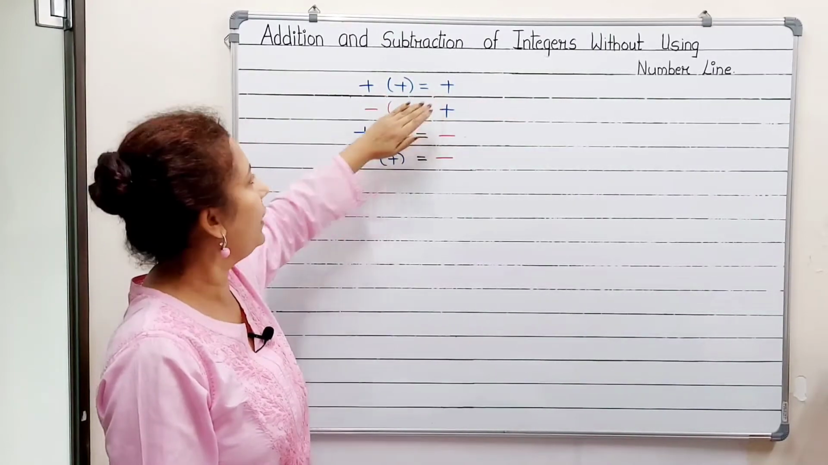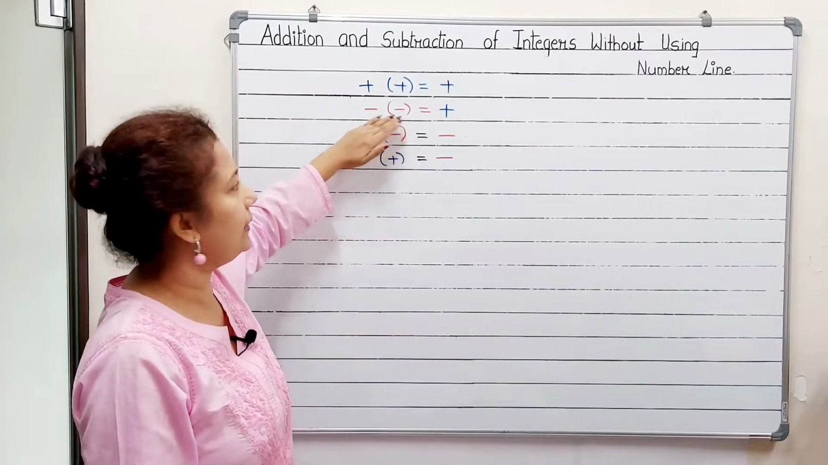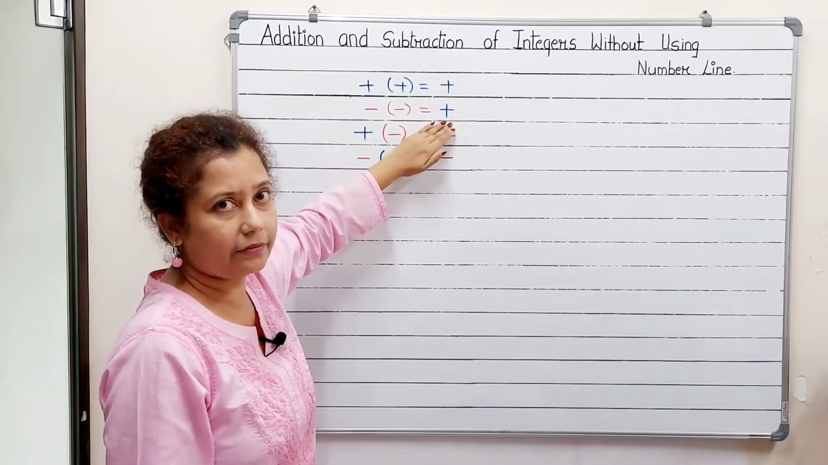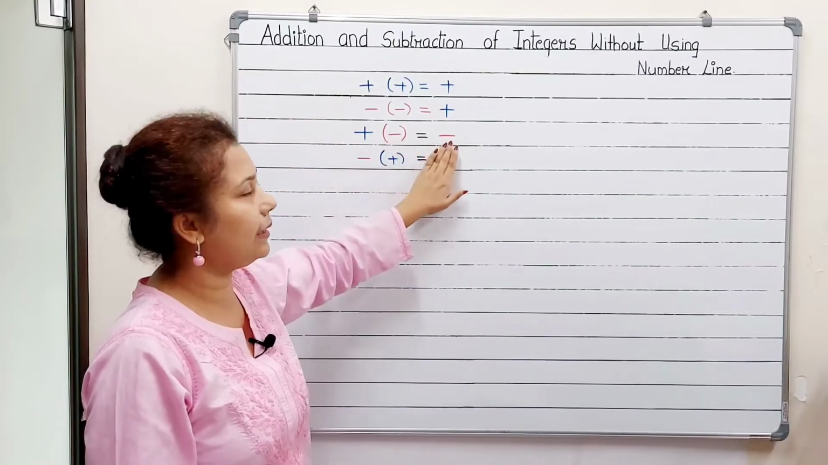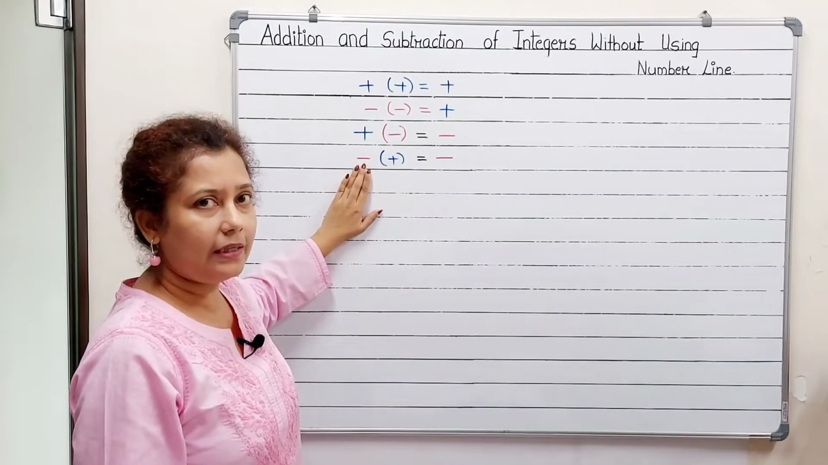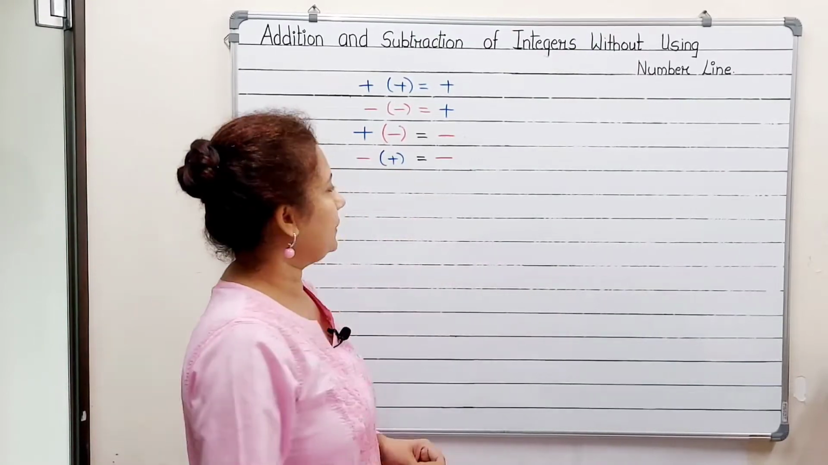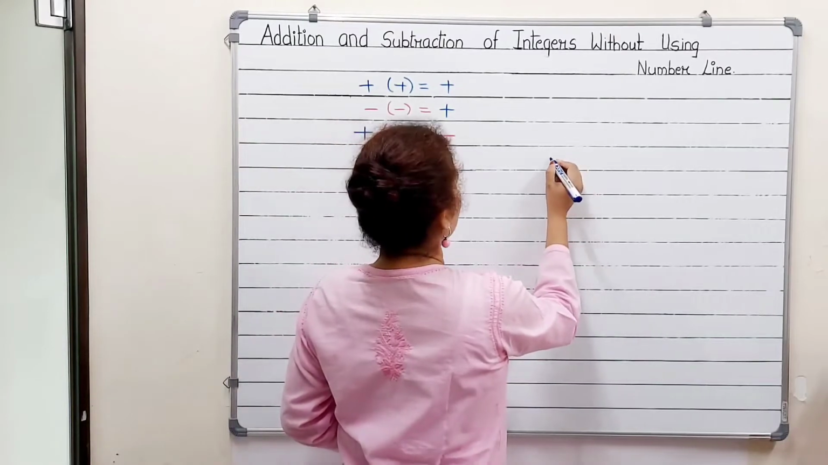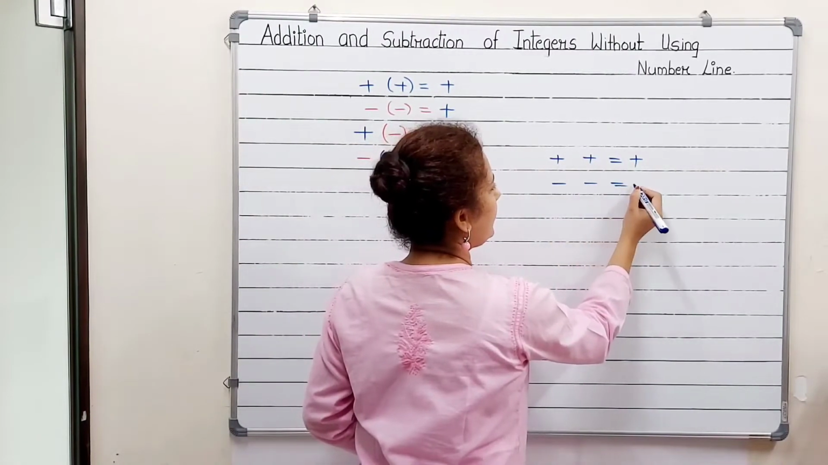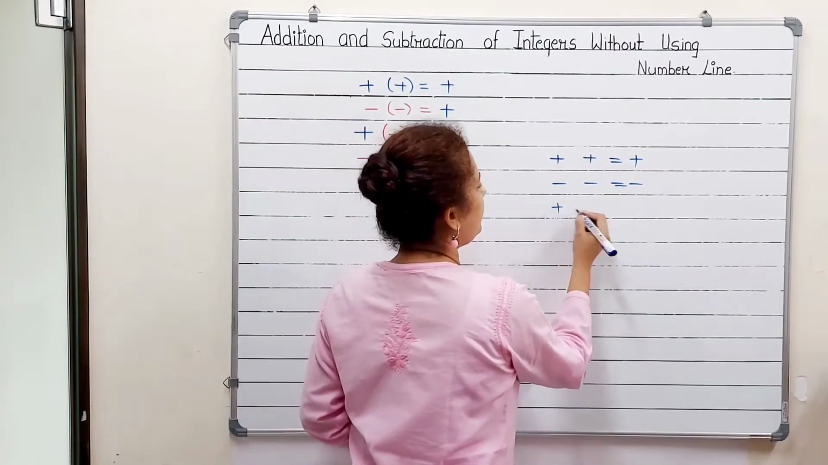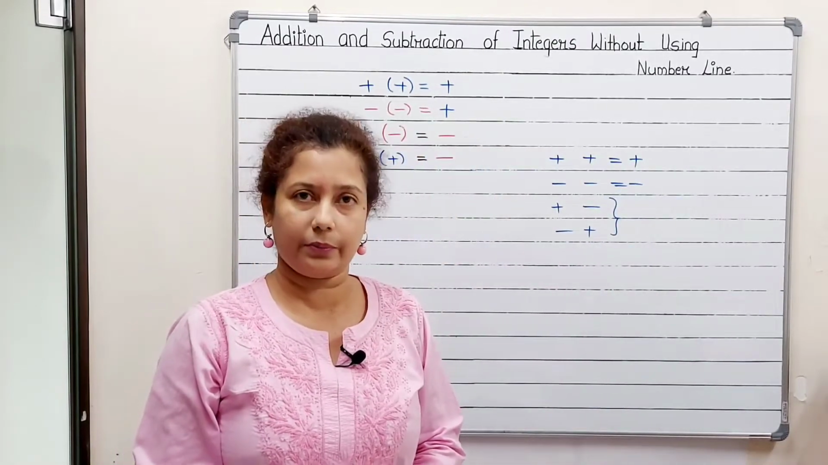Positive sign is outside the bracket and positive sign inside the bracket: positive becomes positive. When negative sign is outside the bracket and one negative sign is inside the bracket, negative changes to positive. Positive is outside the bracket, negative is inside the bracket: negative becomes negative. Negative is outside the bracket, positive is inside the bracket: again, positive becomes negative. But when both the signs are outside the bracket, that is plus, it remains plus. When it is minus, it remains minus. When it is minus or minus plus, we write the sign of the integer with higher absolute value.